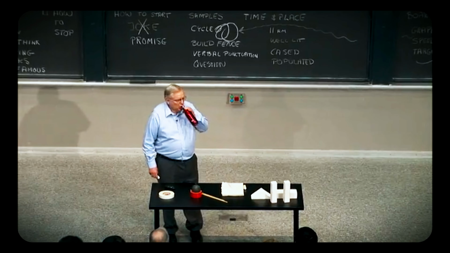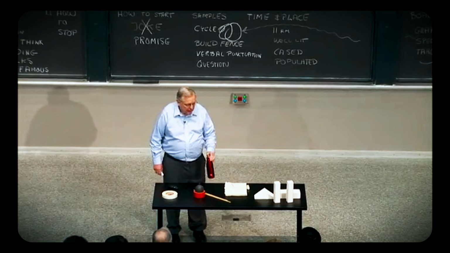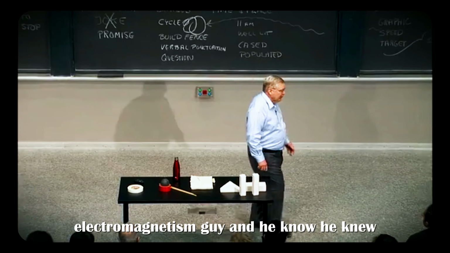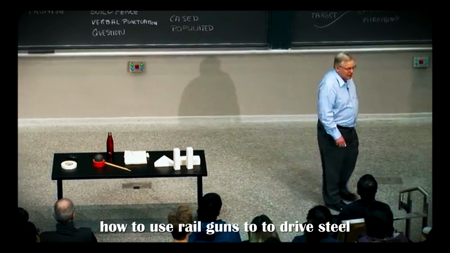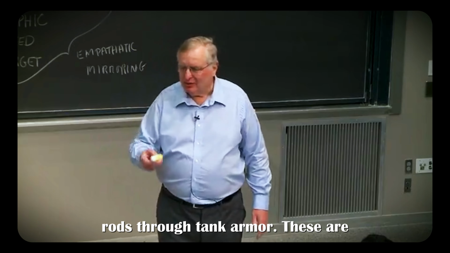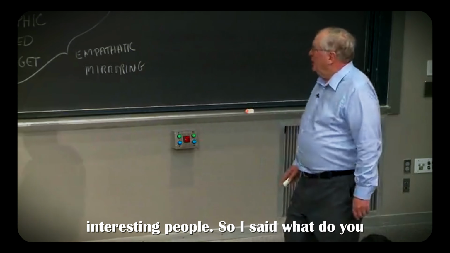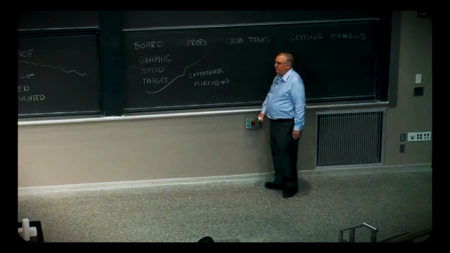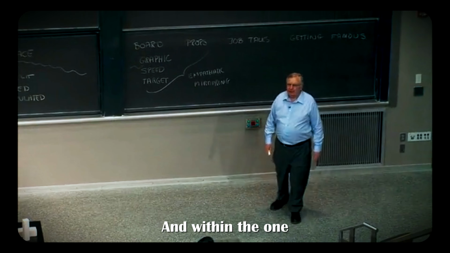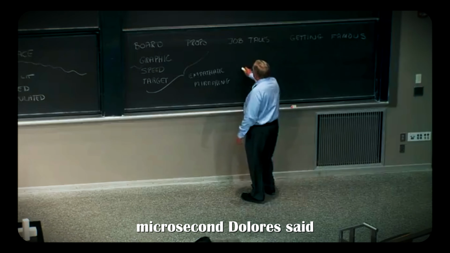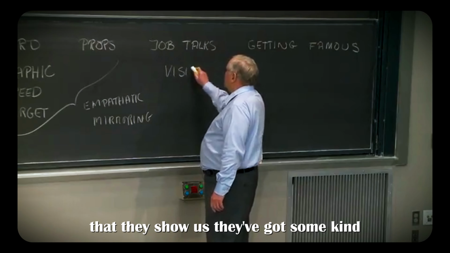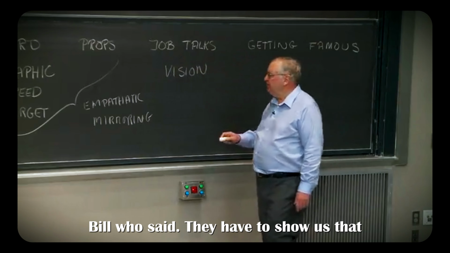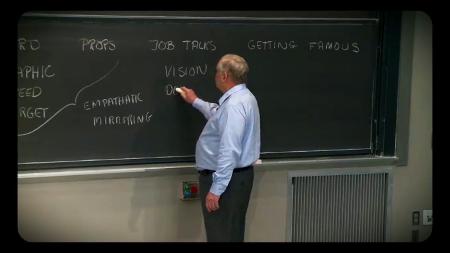And then the other one was Bill Weldon from the University of Texas. He was an electromagnetism guy, and he knew how to use rail guns to drive steel rods through tank armor. These were interesting people. So I said, what do you look for in a faculty candidate? And within 1 microsecond, Dolores said, they have to show us they've got some kind of vision. Quickly followed by Bill, who said, they have to show us that they've done something.